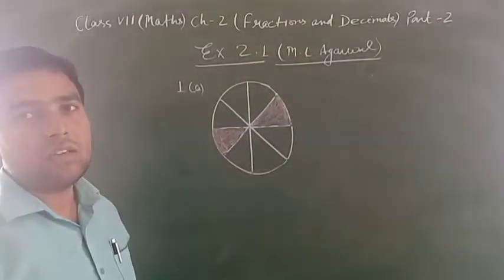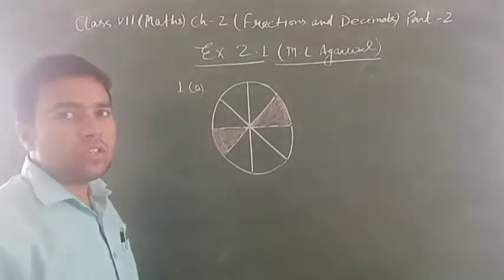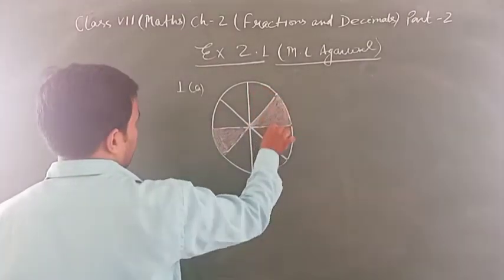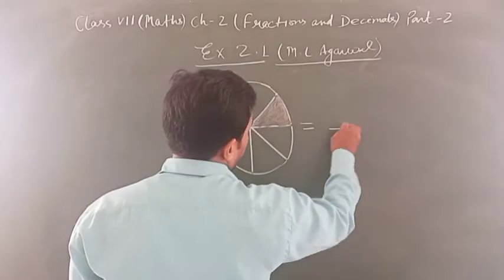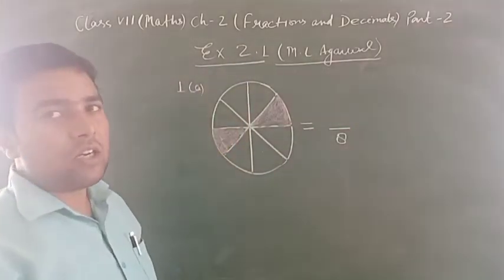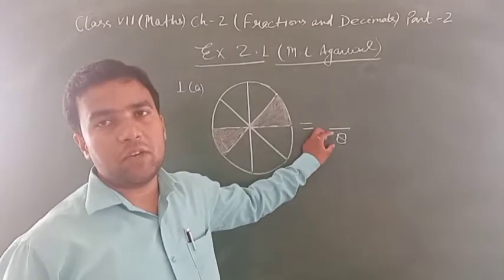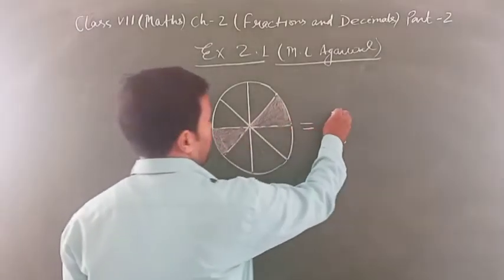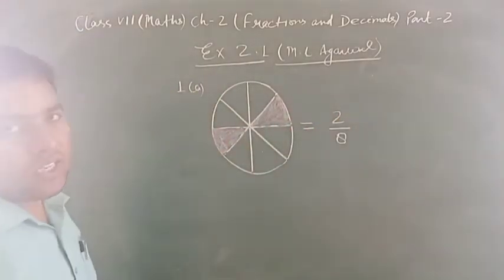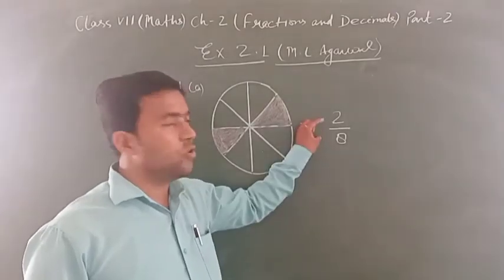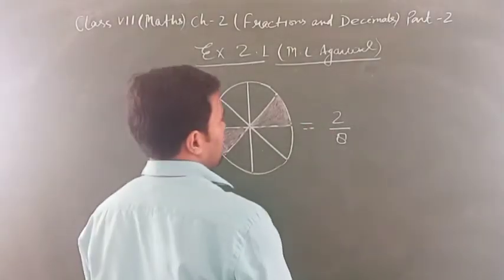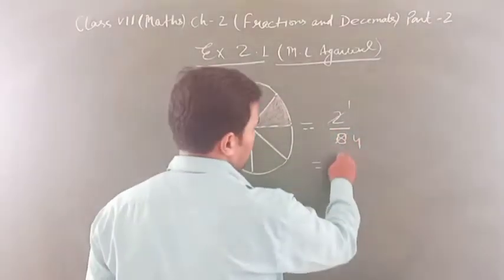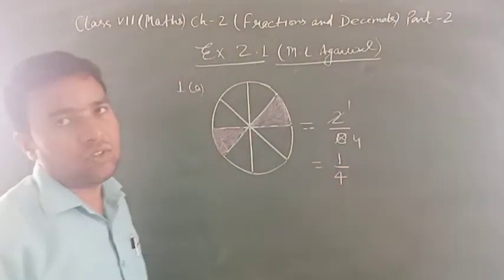So first of all, the question is asking to write it in fraction form. So first you count it. How many parts are there? 1, 2, 3, 4, 5, 6, 7, 8. Means total 8 parts. The total parts you write in the denominator place, and shaded parts you write in the numerator place. Clear? 2 parts shaded means 2 by 8. After that you see if you can reduce this fraction. Yes, you can reduce: 2 ones are 2, 2 fours are 8. Means 1 by 4 is the answer.